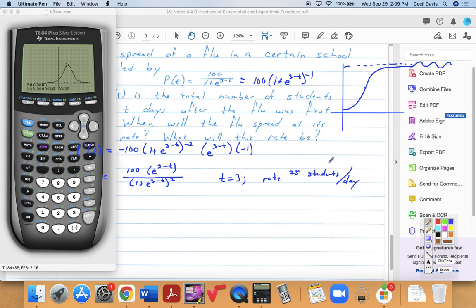One of the interesting things, class, if we were to substitute back into the original, P of 3 would be 100 over 1 plus e to the 3 minus 3. That'd be 100 over 1 plus e to the 0, which is 1. That's 50. I told you yesterday that 100 was going to be the number of students who would catch it. When you get halfway, you have fewer to catch it, so it starts to slow down.